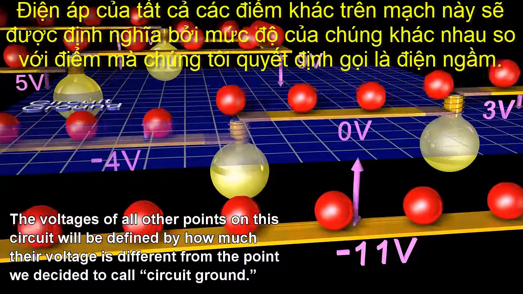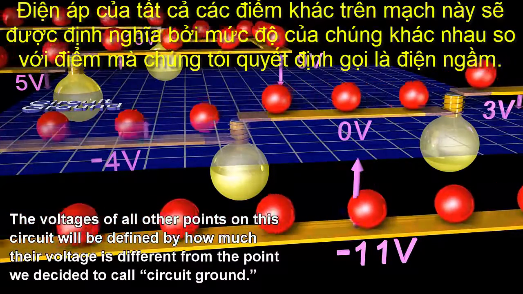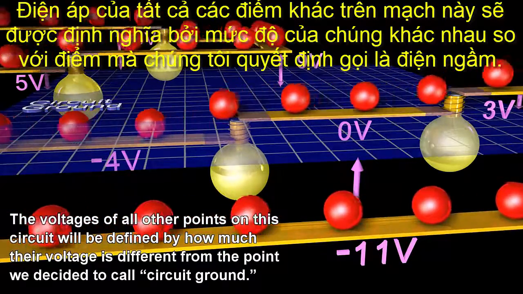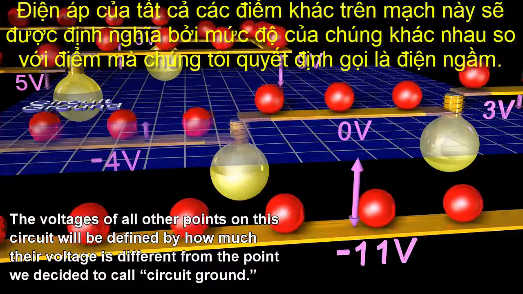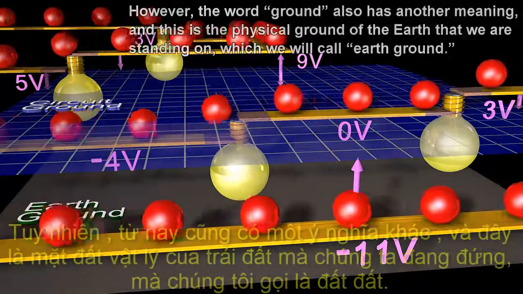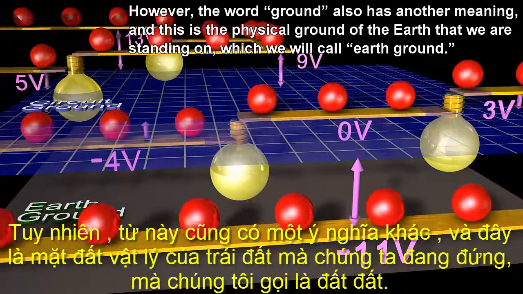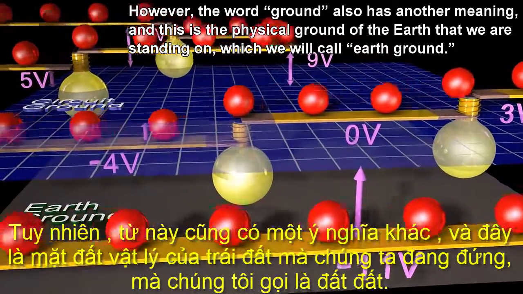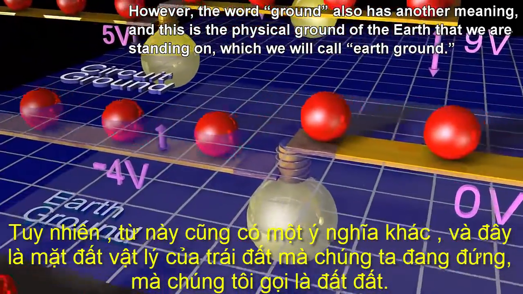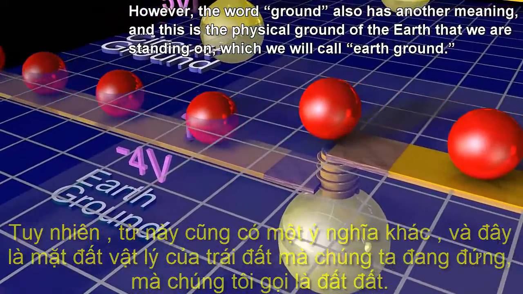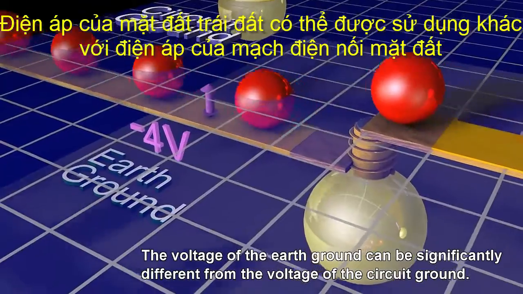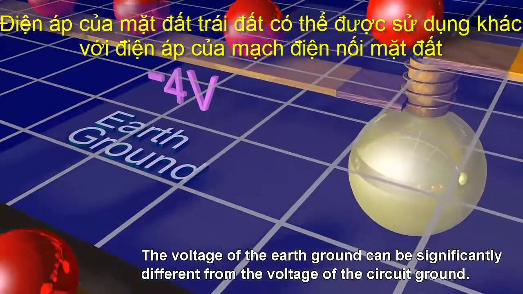The voltages of all other points on this circuit will be defined by how much their voltage is different from the point we decided to call circuit ground. However, the word ground also has another meaning, and this is the physical ground of the earth that we are standing on, which we will call earth ground. The voltage of the earth ground can be significantly different from the voltage of the circuit ground.